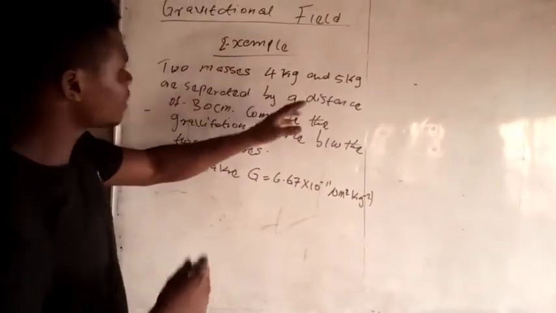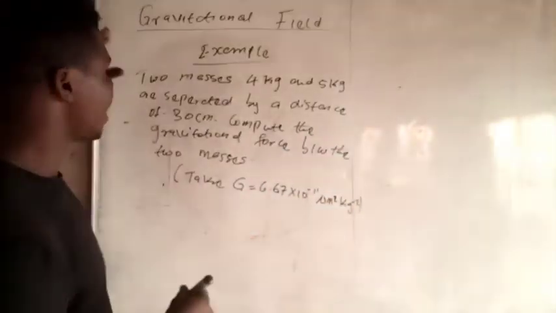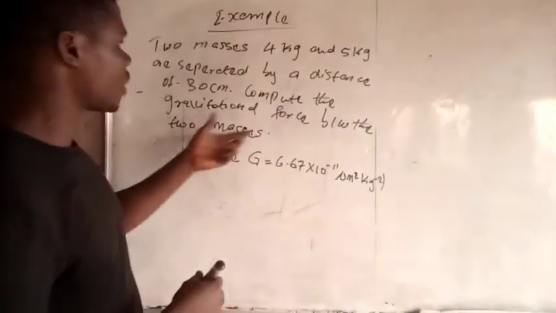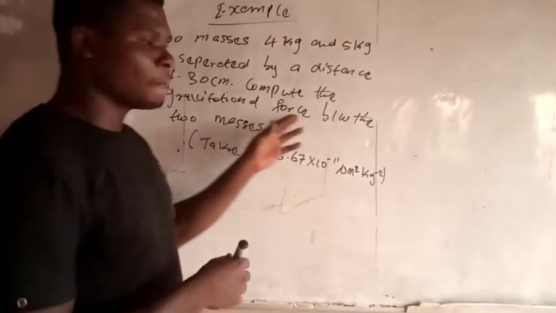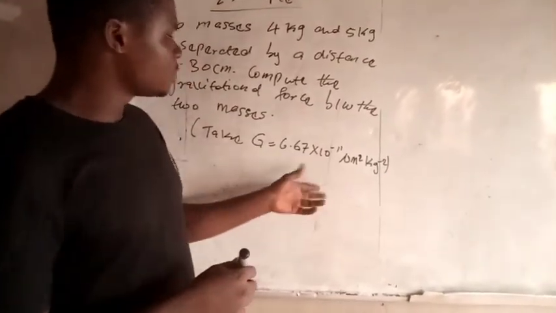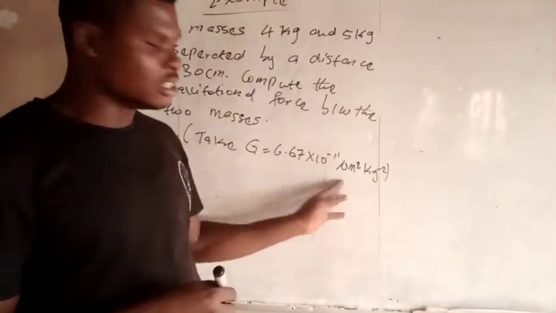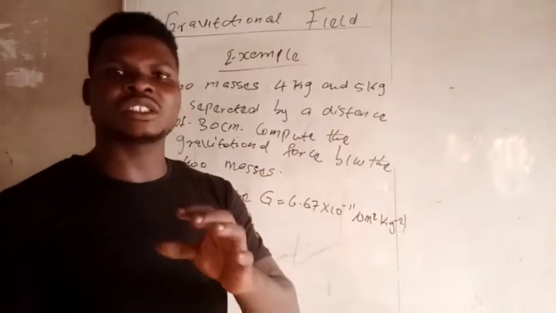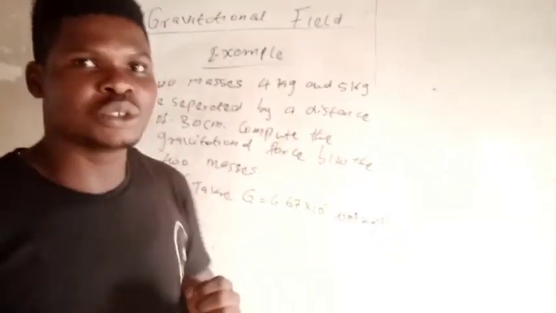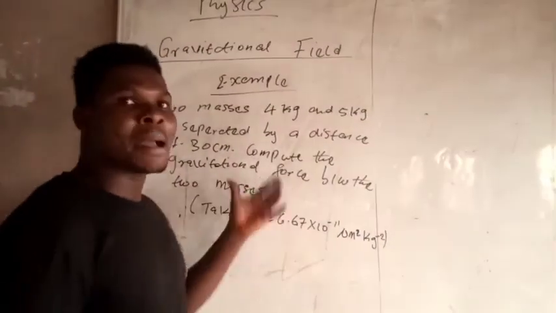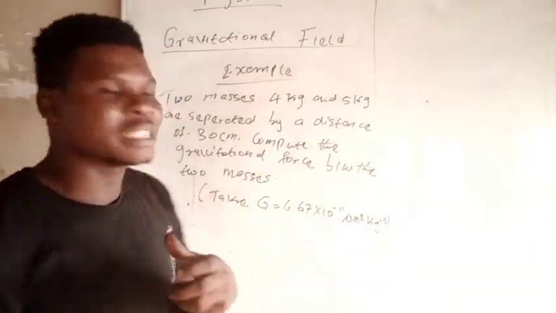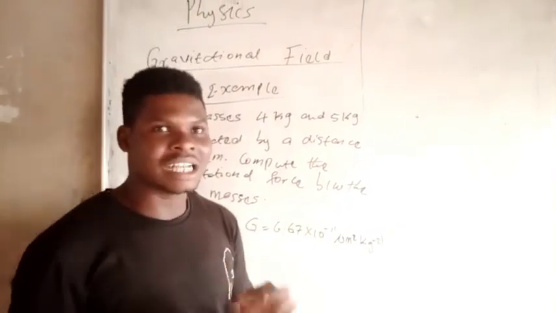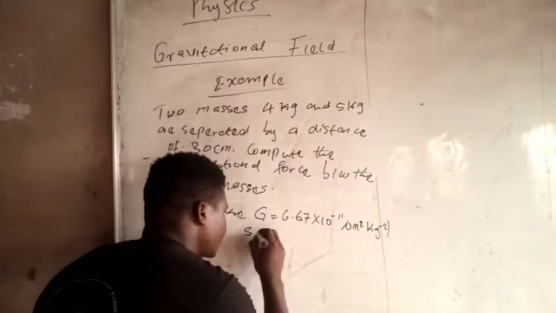So the question says two masses, 4 kilogram and 5 kilogram, are separated by a distance of 30 meters. Full stop. Compute the gravitational force between the two masses. Take G equal to 6.67 times 10 raised to the power minus 11 Newton meter square per what? Kilogram squared. Before we start solving any question in physics, the first thing we have to do is to do what? To bring out our parameters. Bringing out the parameters will definitely give us a hint on the particular formula to use in solving that problem. Solution.